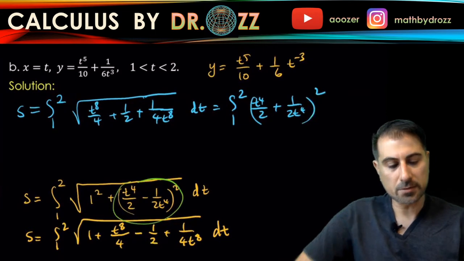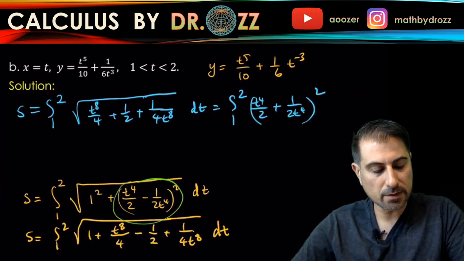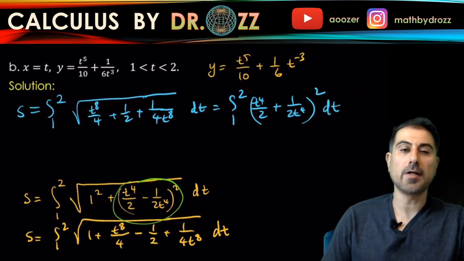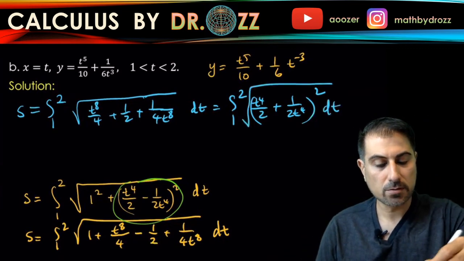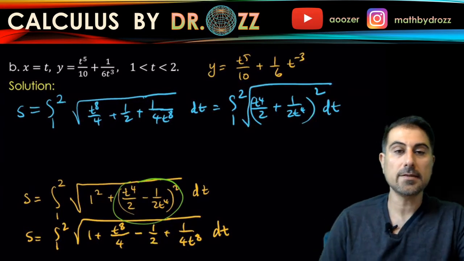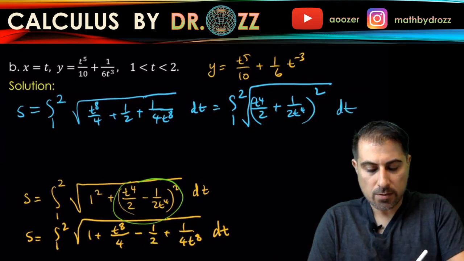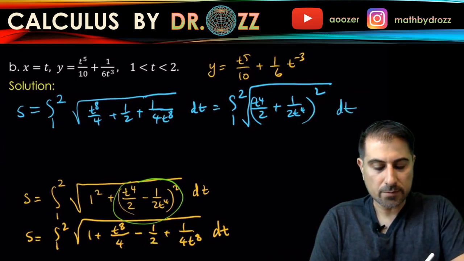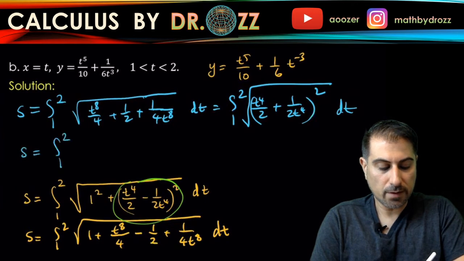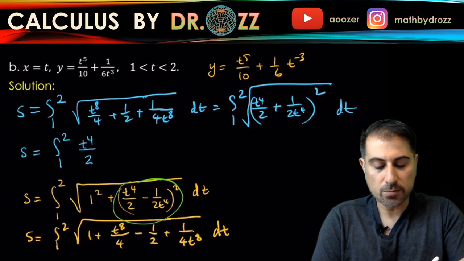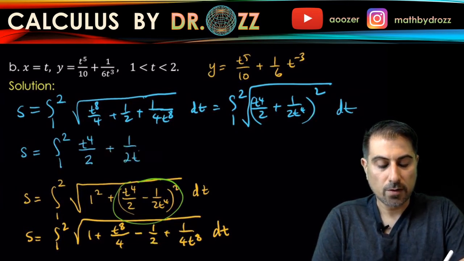You can sort of convince yourself. Okay, let me just put the dt as well, and I have also the radical here. Let me just correctly write it. All right, so that term is simplified to t to the fourth divided by 2 plus 1 over 2 t to the fourth, dt.